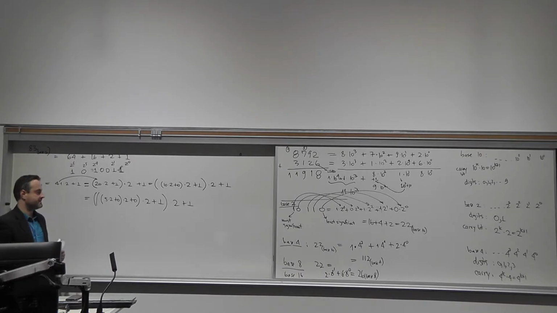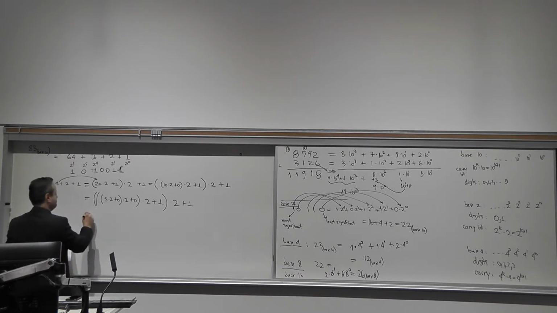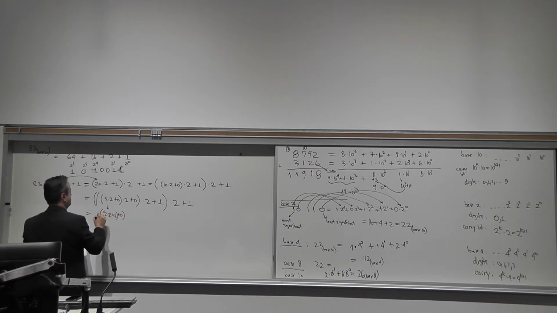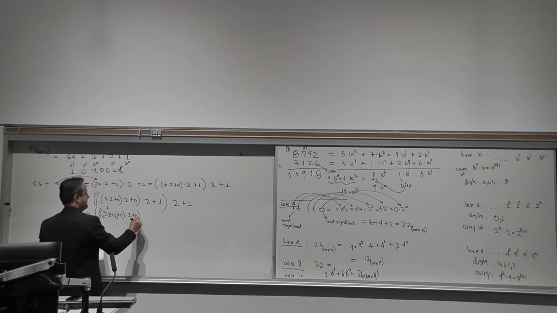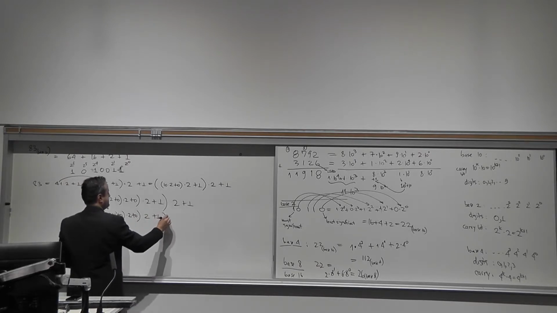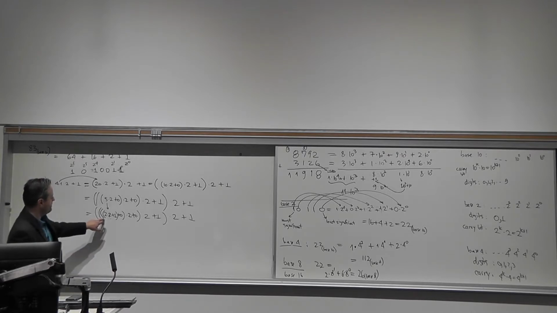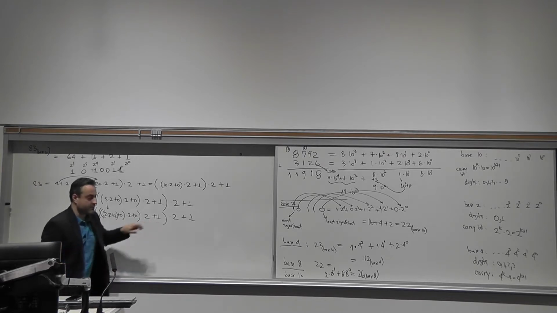And if I keep going here, this 5 is 2 times 2 plus 1, that's just the 5. So I do plus 0, that's this parenthesis, and then I do times 2 plus 0, that's this parenthesis, times 2 plus 1, that's this parenthesis. So now I have open, open, open, open, close, close, close, close.